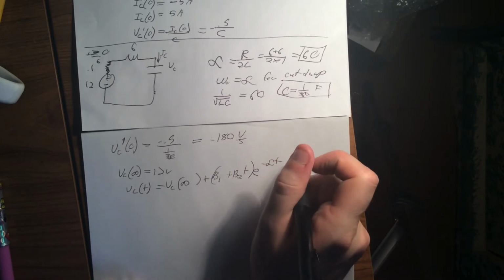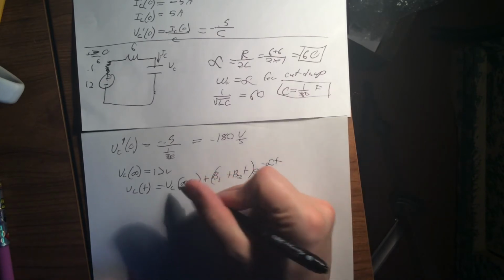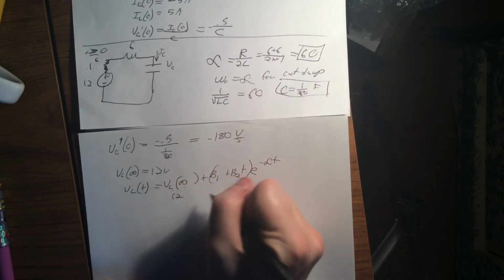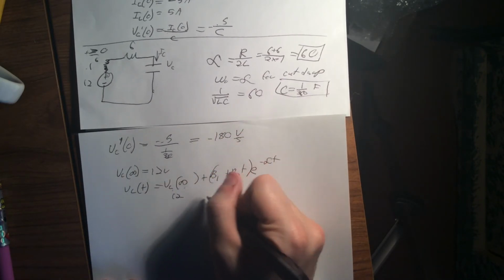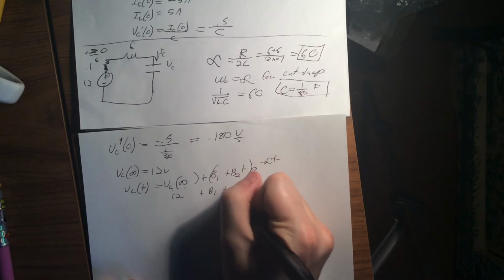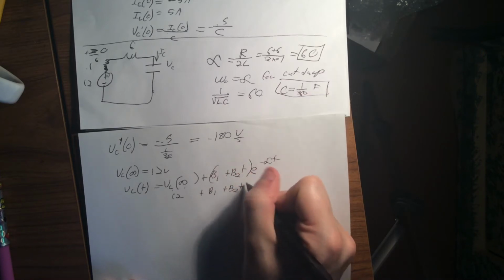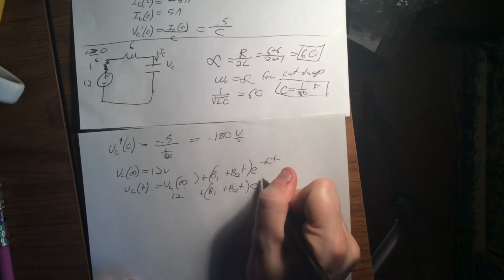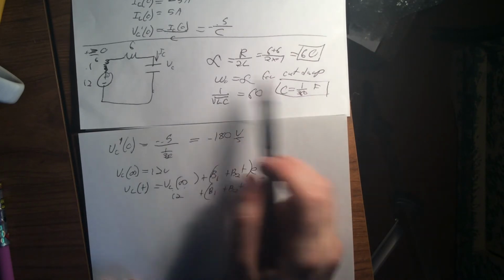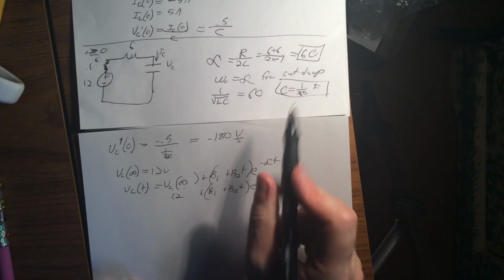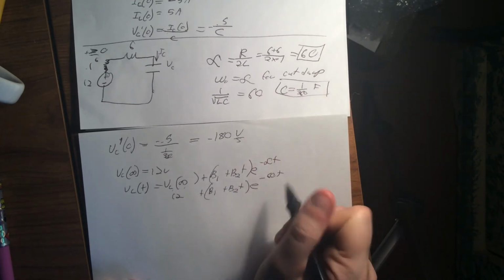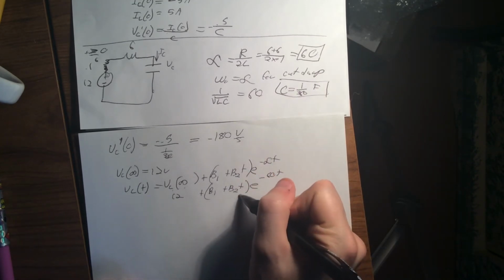We can start to substitute in some of the values. Vc of infinity is 12. B1 and B2 we don't have yet, so plus B1 plus B2 t stays there. For e to the minus alpha t, we do have alpha, which is 60, so minus 60, and t just stays in the problem. So now we need B1 and B2.